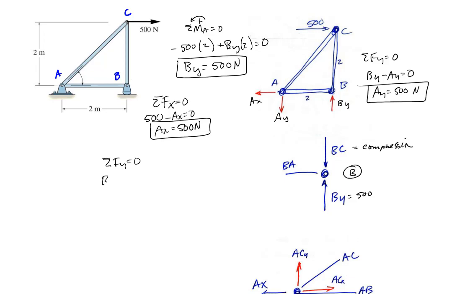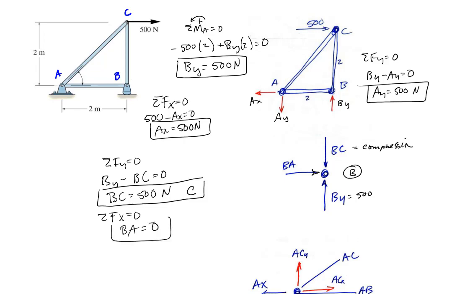I say By minus BC is equal to 0, and I can see that BC is equal to 500 newtons, positive in the direction that I drew my arrow, so I'm going to label that as 500 newtons positive, a compression member. Alright, how about in the X direction? Let's sum of the forces in the X is equal to 0, and I haven't drawn a direction on BA yet, so I'm just going to do it here. I'm going to draw it as a compression member. However, there aren't any other forces in the X direction, so it's pretty obvious that BA is equal to 0. In other words, there is no force in the member BA.